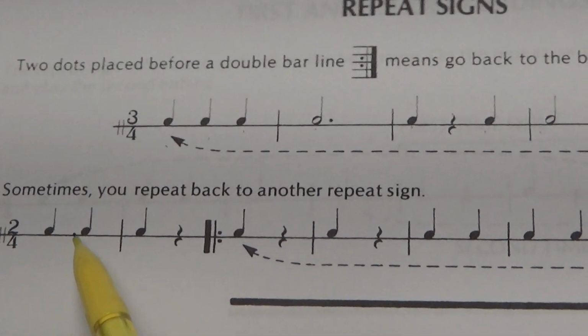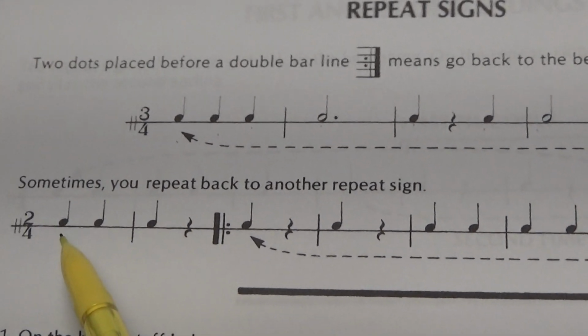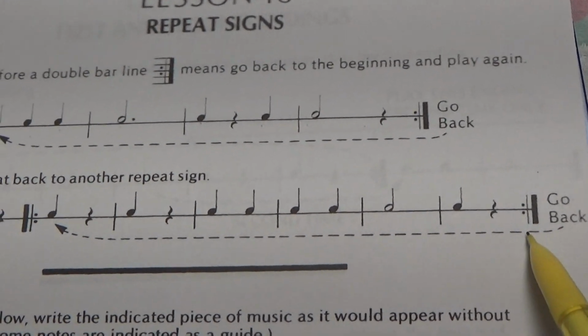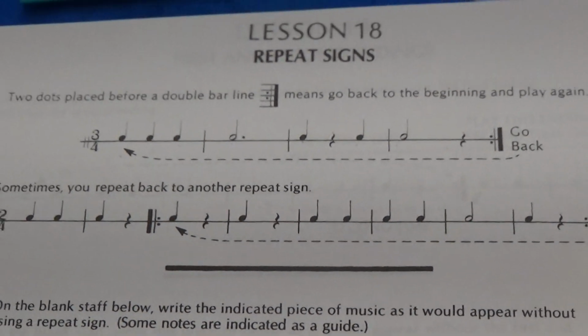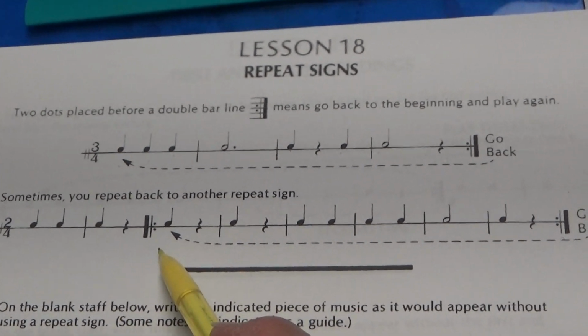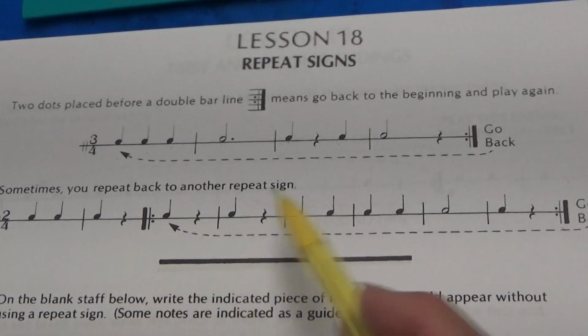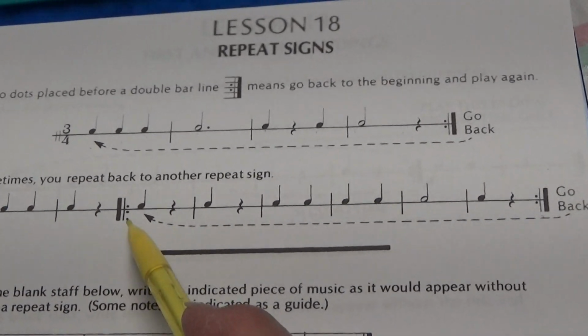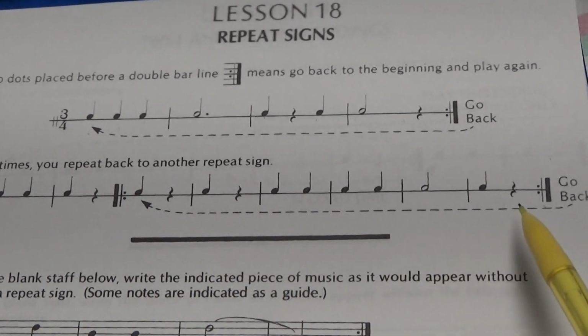Sometimes you repeat back to another repeat sign. So music may be written like this, and then you'll have a repeat sign here, but instead of going back to the beginning, you would go back to the repeat sign instead. So if there's no repeat sign here, you would go back to the beginning, but if there's a start repeat sign here, then you go back to the beginning repeat sign.